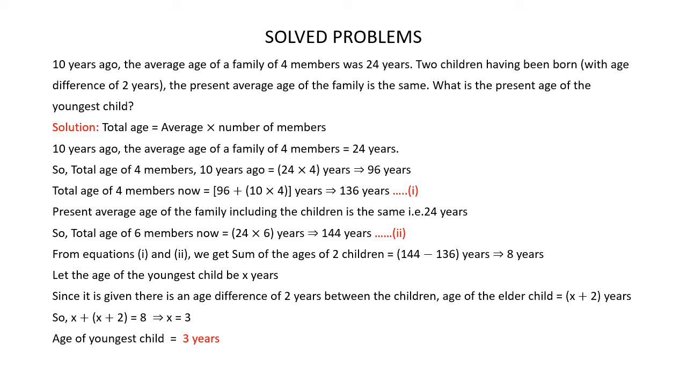Now we are asked to find the present age of the youngest child. So let the age of the youngest child be x years. Since it's given that there's an age difference of 2 years between the children, the age of the elder child will be x plus 2 years. Now we know that the sum of the ages of two children is 8 years. So x plus x plus 2 is equal to 8. So x is equal to 3. So the age of the youngest child is 3 years.